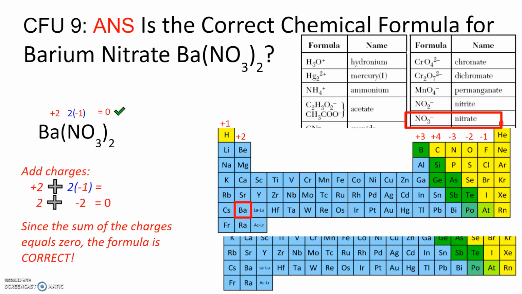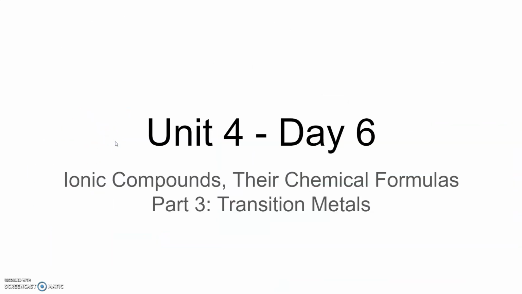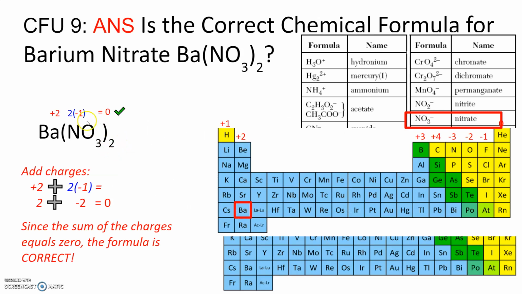Okay, so the answer is this is the correct formula. And remember, the way that we do that is we write the charge of the cation and anion. So barium has a +2 charge, nitrate has a -1 charge. And then remember that we multiply the charge with its subscript. Since nitrate has a subscript outside the parentheses of 2, we multiply 2 with its -1 charge. Now when we add those charges up together, the +2 from barium, and the overall -2 charge from nitrate, the overall charge will equal 0. And so we know that the sum of the charges equals 0, so it's correct.